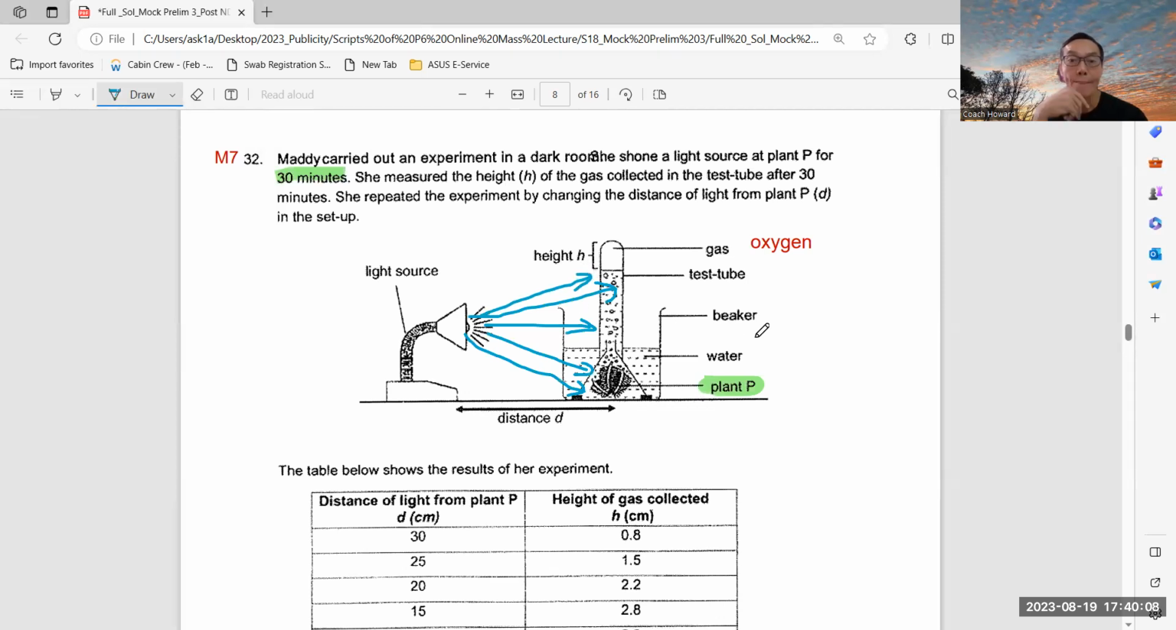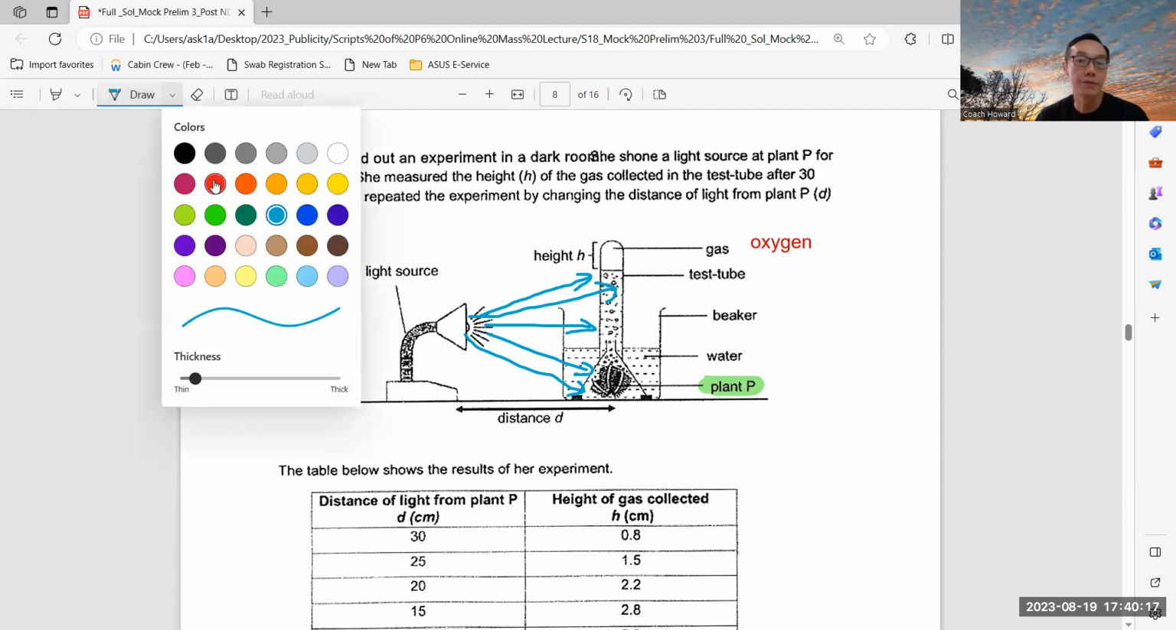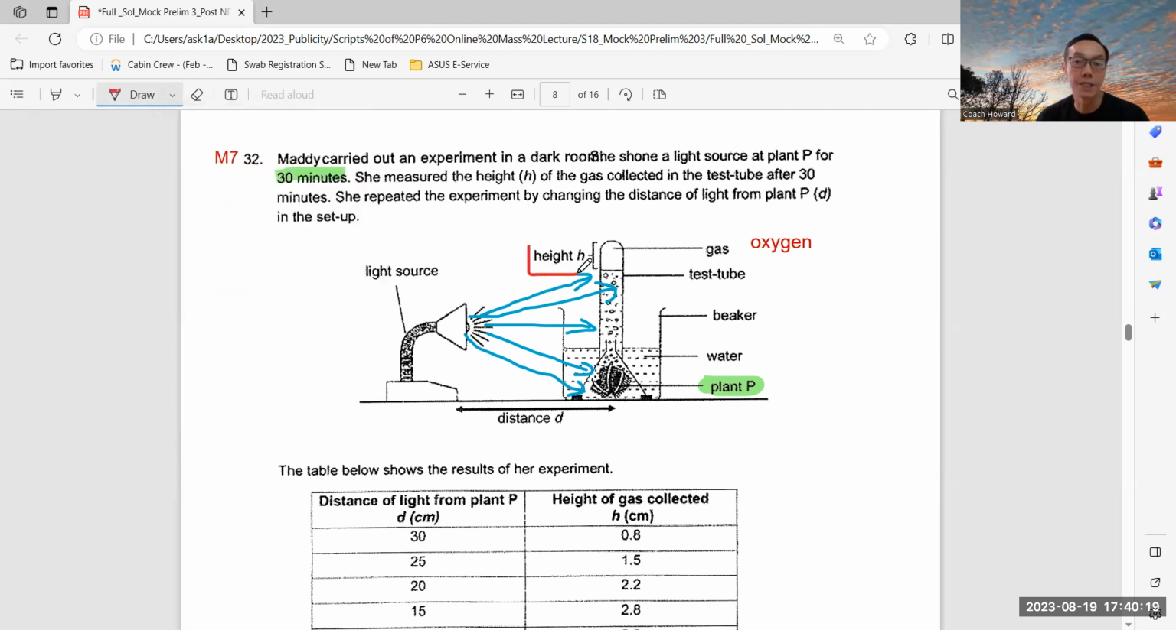From the lens. So she measured the height h. Height h is the amount of gas collected, which is here. So you also annotate this part, the height h, which is the portion above the test tube. She repeated the experiment by changing the distance of light. So she adjusted this distance. Okay, so this is the variable. So this is the variable, the distance.